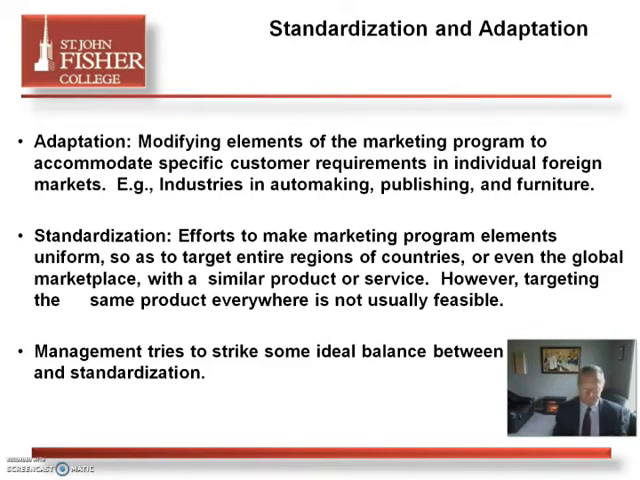Even Coca-Cola, who takes a standardization approach, varies their formulas slightly in different countries. For instance, I was in Prague. I was thirsty and I didn't want to have a beer. Generally speaking, I have a beer, but this time I didn't. I bought a Coke and it tasted different. I mean, it was a Coca-Cola. It was in a can, but it tasted different in Prague because they have different tastes worldwide. So they vary it slightly. It still had the red can. It was still called Coca-Cola, but it tasted somewhat different. So management tries to strike some ideal balance between adaptation and standardization.